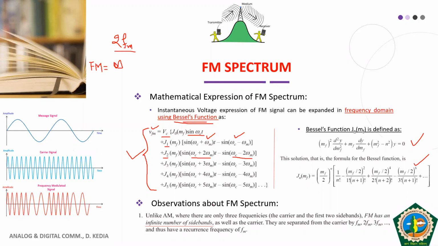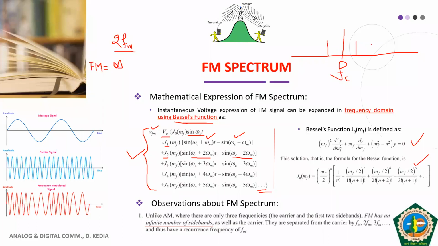Since this expression goes on up to infinity, that means we have infinite Bessel coefficients. Infinite Bessel coefficients means infinite sidebands. So if we roughly represent our FM spectrum, this is say our carrier part, Fc. Then we have here Fc plus Fm, and this is Fc minus Fm. This is first order.